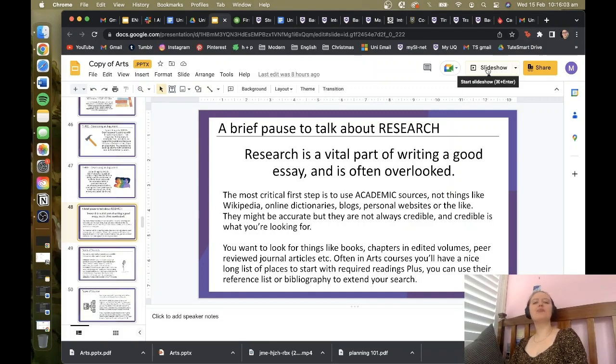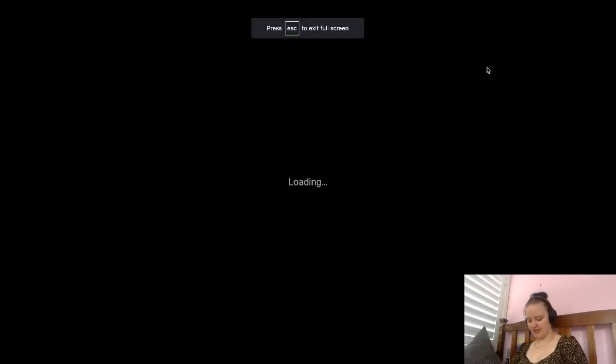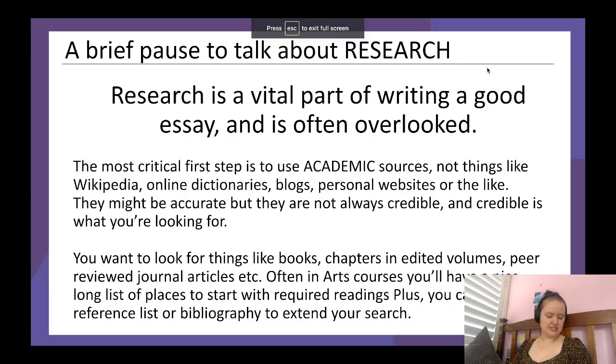I'm going to take a brief pause from the wonderful world of essay writing to chat through research. Research is a central pillar, a key tenet of a good arts student's discipline. And it is a vital part of writing a good essay, yet so often overlooked.